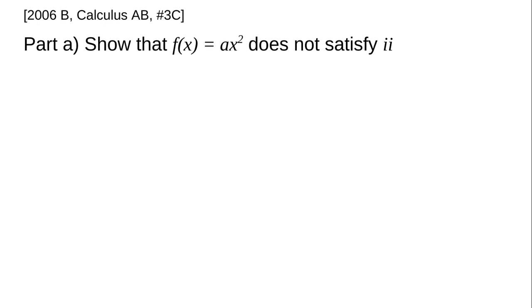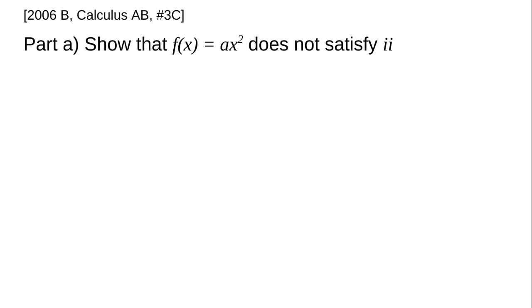This question is from the Calculus AB exam, 2006 version B, question 3, and it's a calculator active question. This is the skateboard ramp question. And in the stem of the question, we are given 3 conditions that the ramp is supposed to satisfy.